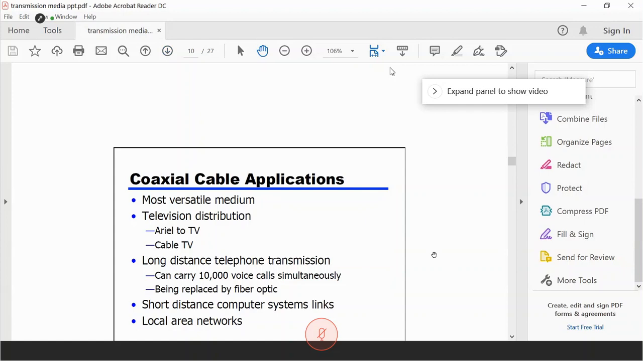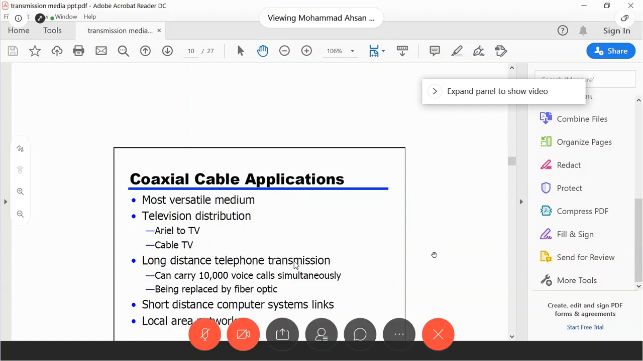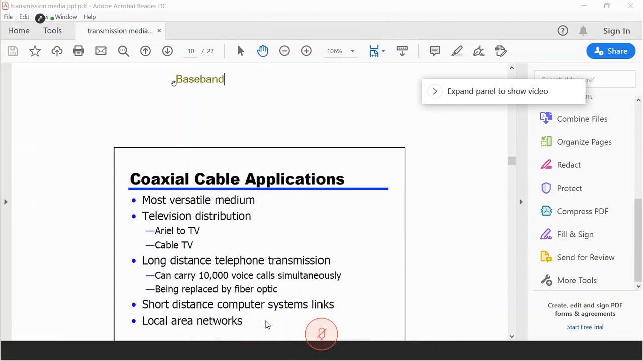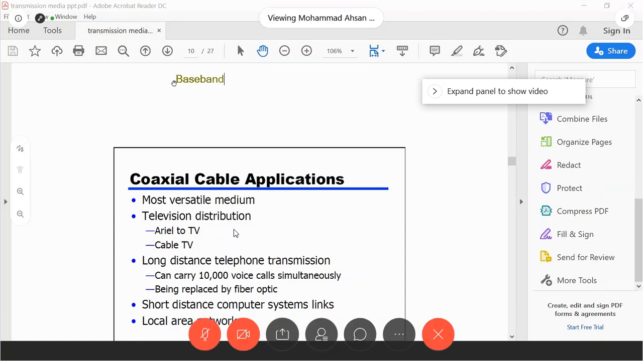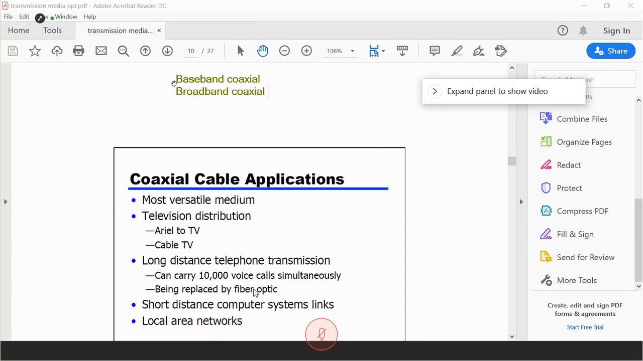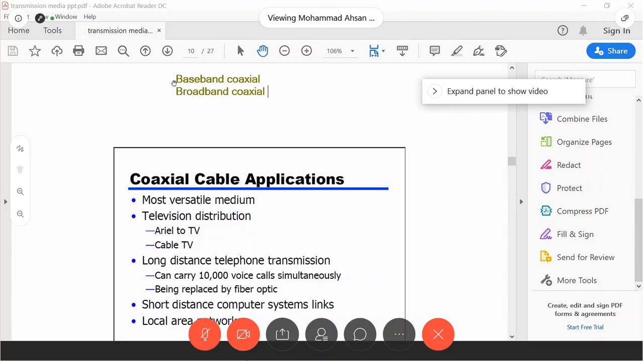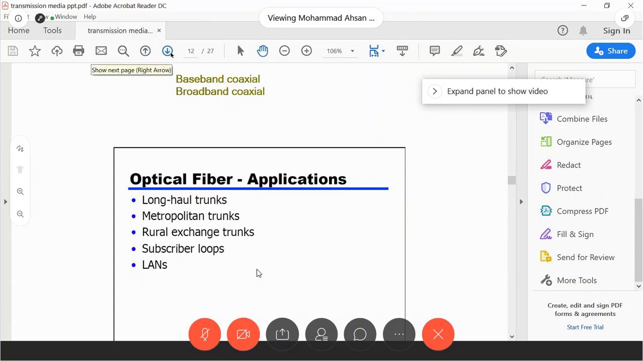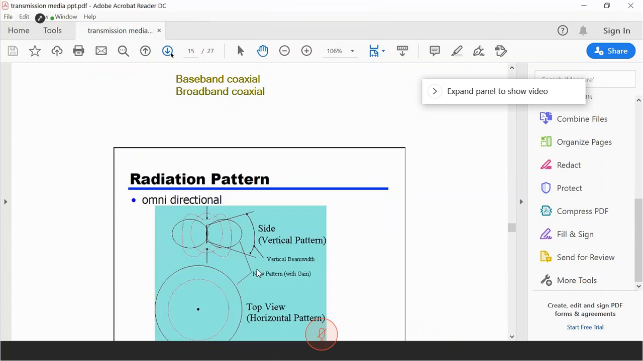So we had baseband coaxial cable and broadband coaxial cable. Both of them are known as coax in short, for coaxial cable. It has better shielding than the twisted pair. When we talk about this, let me see if there's an image of it.